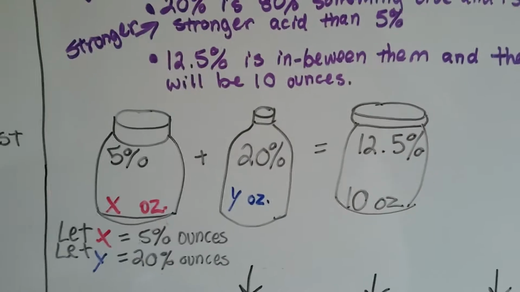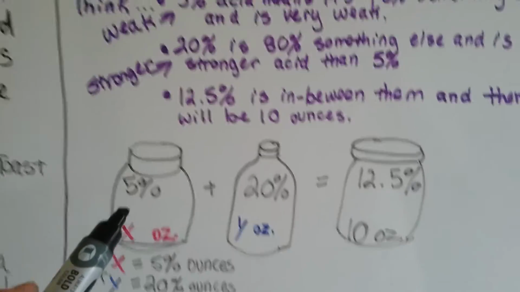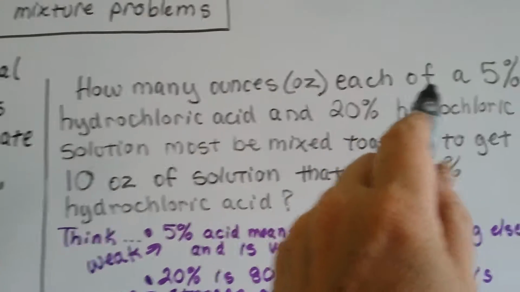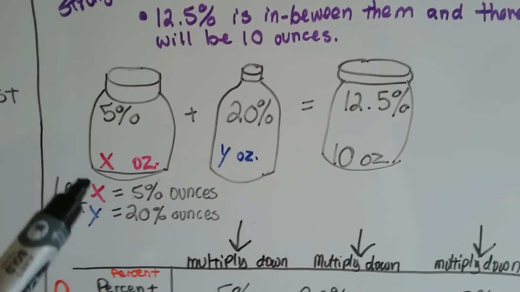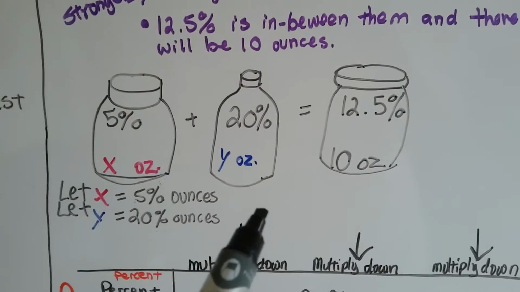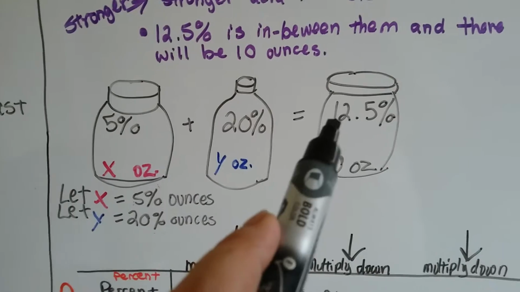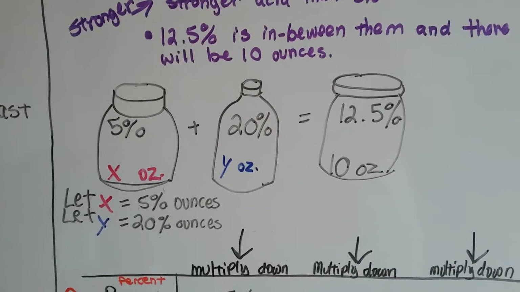So we're going to let x equal the ounces of 5%, because that's what we need to find. See, it says how many ounces. That's what we're looking for, is how many ounces. So x is going to equal the ounces of 5%, and y is going to equal the ounces of 20%. And we know if we add them together, it's going to be 12.5% and 10 ounces, okay?